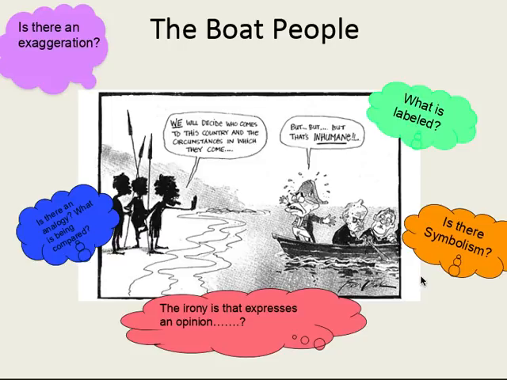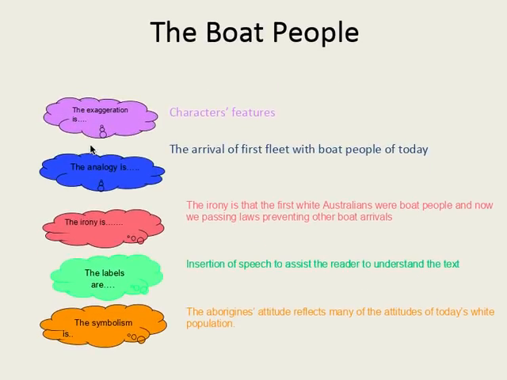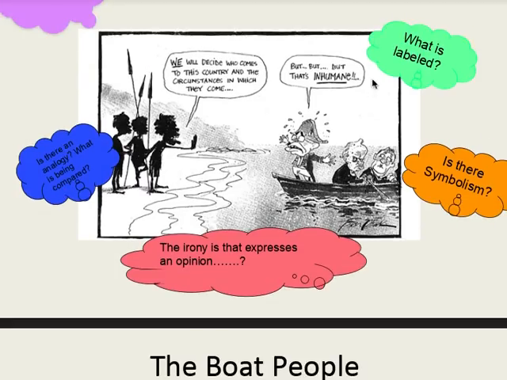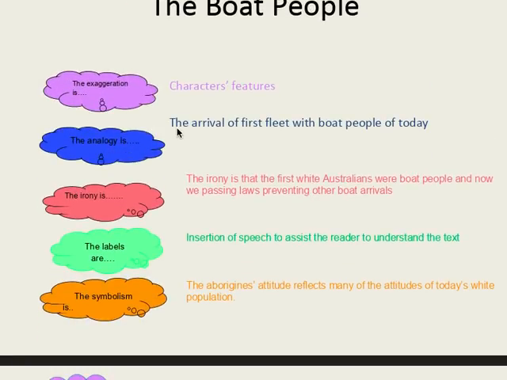I'm going to make the assumption that you paused, so I'm going to go through. Is there exaggeration? Yes, we have character features, so I know because obviously I grew up when John Howard was the Prime Minister, so I saw a lot of these cartoons. I know that that's John Howard, okay, because of the eyebrows, because of the shape of the face, and how short he is. The analogy is the arrival of the First Fleet with the boat people of today.